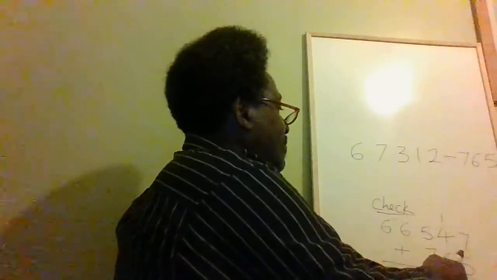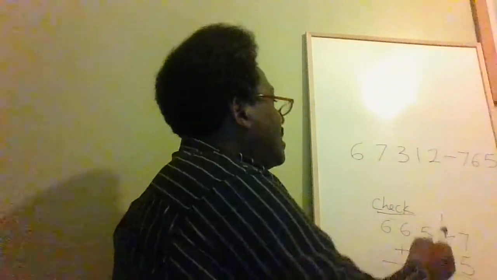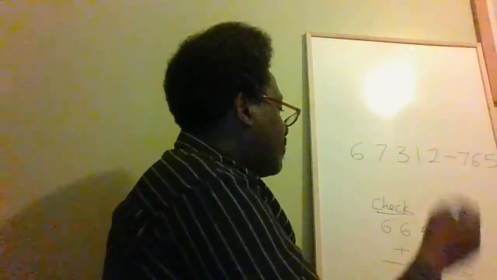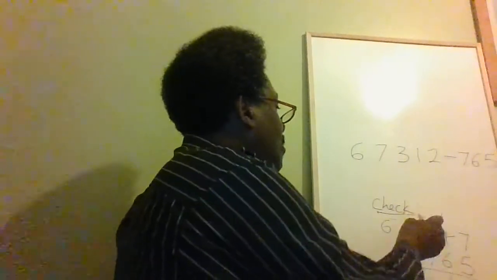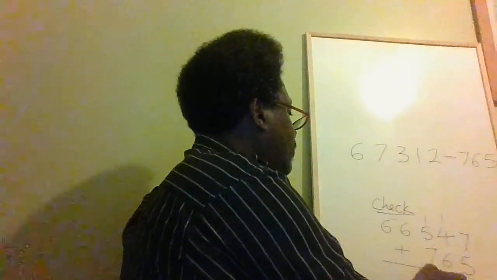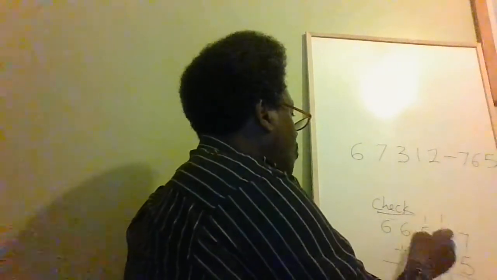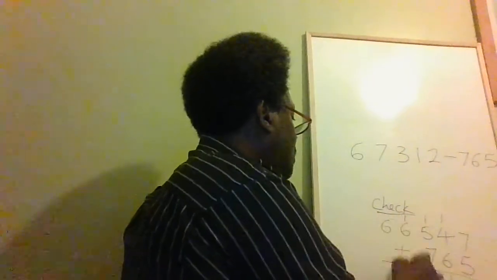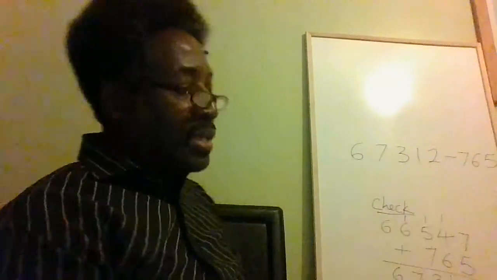So 7 plus 5 is 12. Write the 2 of the 12 over here. Put the 1 over here. 1 plus 4 is 5. 5 plus 6 is 11. 11 has 2 ones. Put one of the ones here. Put the other one over here. 1 plus 5 is 6. Plus 7, 13. Put the 3 of the 13 over here. The 1 of the 13, put it up here. 1 plus 6 is 7. 6 plus nothing is 6. So our check works. Yeah?